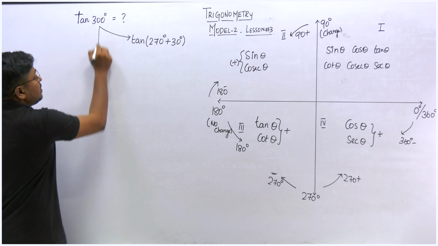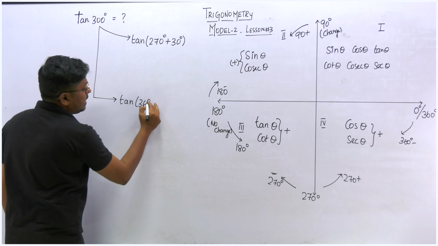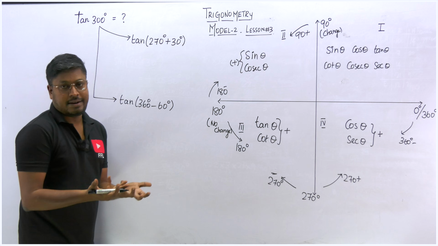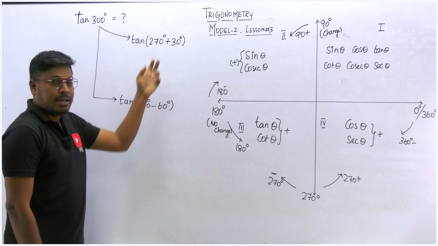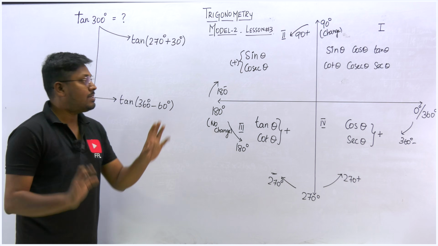Or else some students can split like this also, right? This is also possible: 360 degree minus 60 degree. Yes or no, right? Both are correct. If you write like this, it's correct. If you write like this, it is also correct. But the final answer will be the same. No worries, right? Just see here.